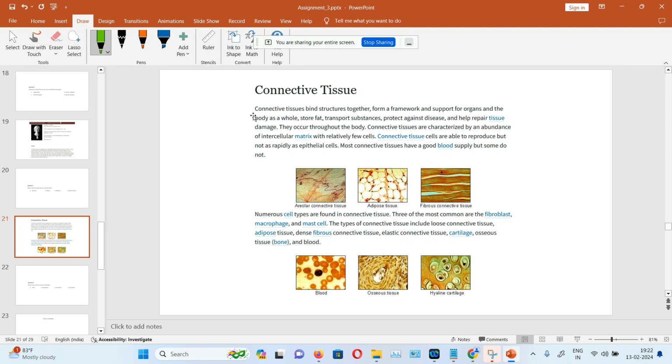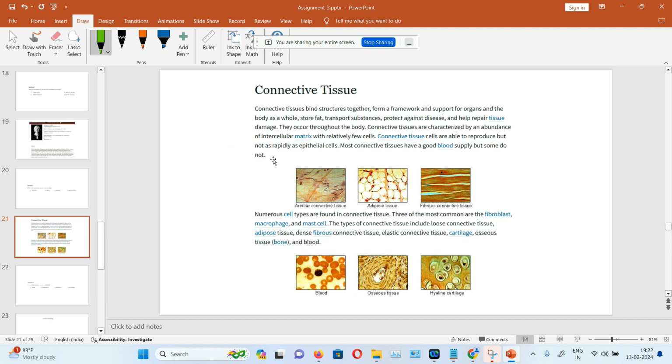So this is the connective tissue. These are tissues used to bind structures together, to form a framework or support the organs, and they are also used to transport substances from one place to another.